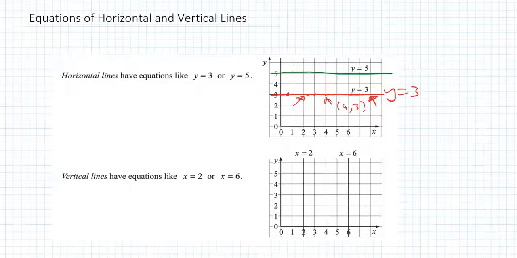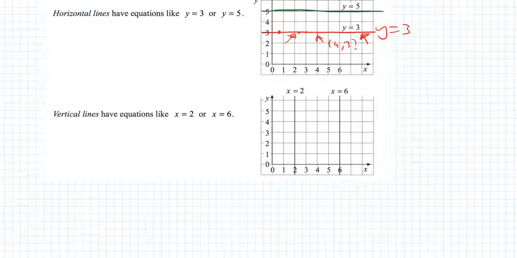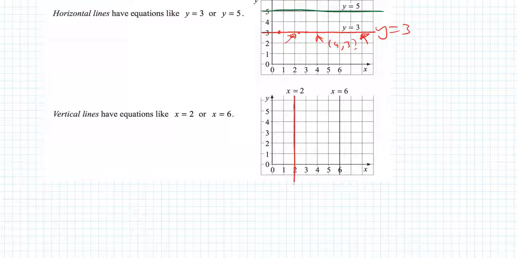Now, vertical lines are almost identical. It's exactly the same process. It's just that rather than having a y coordinate being fixed, this has got to be the line x equals 2 because every single coordinate point on that line has an x coordinate of 2. You can think of this as where it crosses either the y or the x-axis. So this blue line I'm drawing now is x equals 6 because it crosses at 6. But really, every single point has that x coordinate of 6.